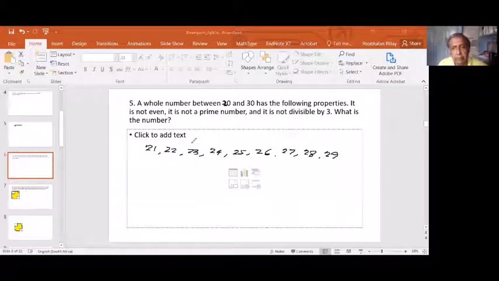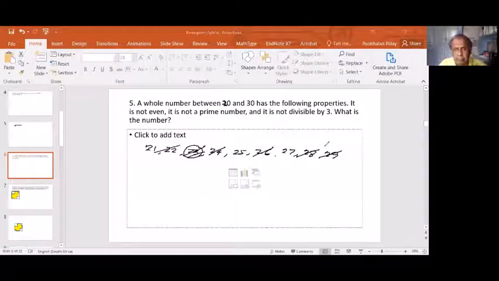It is not even. Straight away, we can start eliminating. So it's not one of these even numbers. It is not a prime number. Well, let's look at what are the prime numbers. 21 is 3 times 7, so that's not prime. 23 is prime, so we can take that out. 25 is obviously not a prime number, 5 times 5. 27 is 3 times 9. And 29 is prime, so we can remove that.